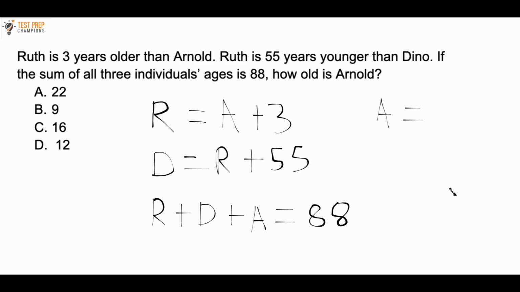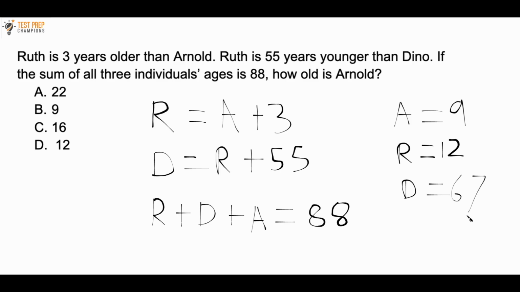So let's test B. So now let's say that Arnold is 9. All right, so if Arnold is 9, how old is Ruth? Well, we know that Ruth is 3 years older than Arnold, right? We know that R equals A plus 3. So if Arnold is 9, Ruth must be 12. And if Ruth is 12, we know that Dino must be 67, because 12 plus 55 is 67. So now let's do 9 plus 12 plus 67, and if we do that, we see that this equals 88. So the correct answer here is B.